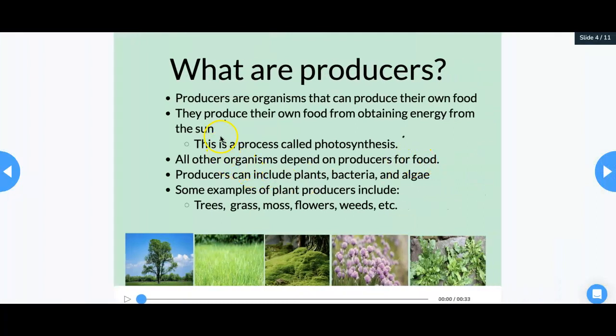This next slide was provided to give an overview of producers. So I have included what they are, where they obtain their energy, and their role in the ecosystem, as well as providing specific examples of plant producers with their corresponding pictures to give students a better visual.